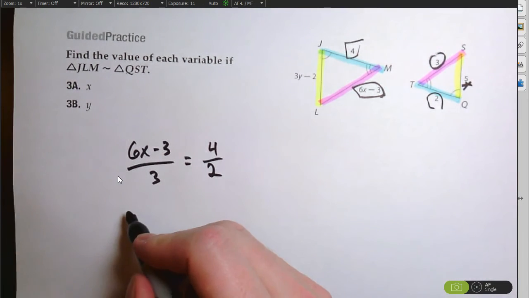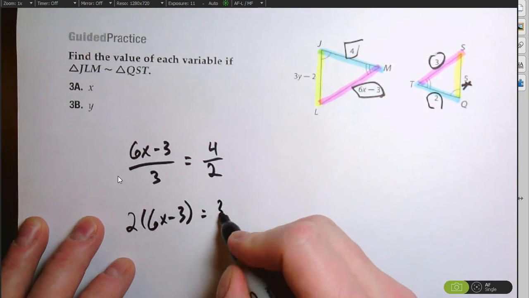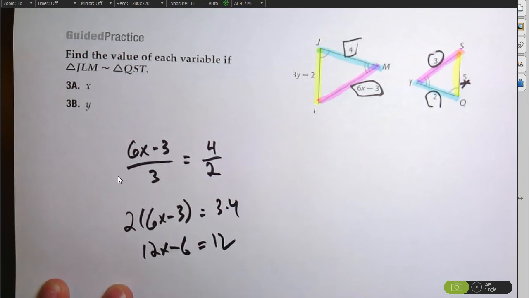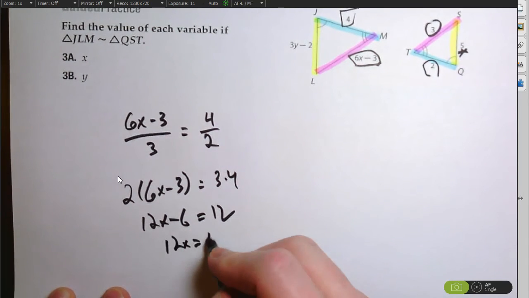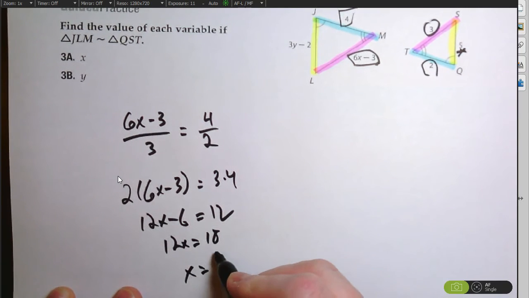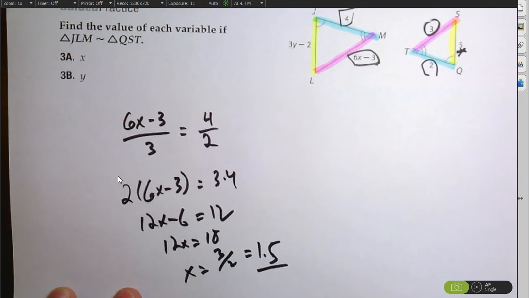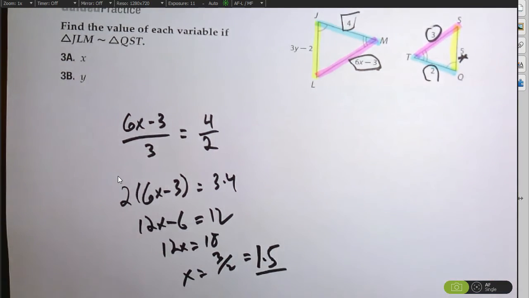So cross multiply. 2 times 6x minus 3 equals 3 times 4. That gives me 12x minus 6 equals 12. Add 6. 12x equals 18. Divide by 12. X is 3 over 2, which is 1.5. Okay, so there we go. X is 1.5. Now our next job will be to solve for y, so we'll come back and do that in a second.